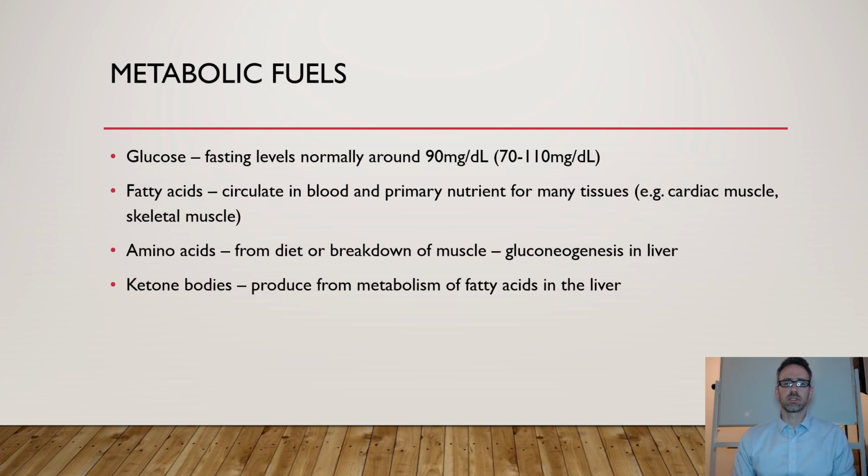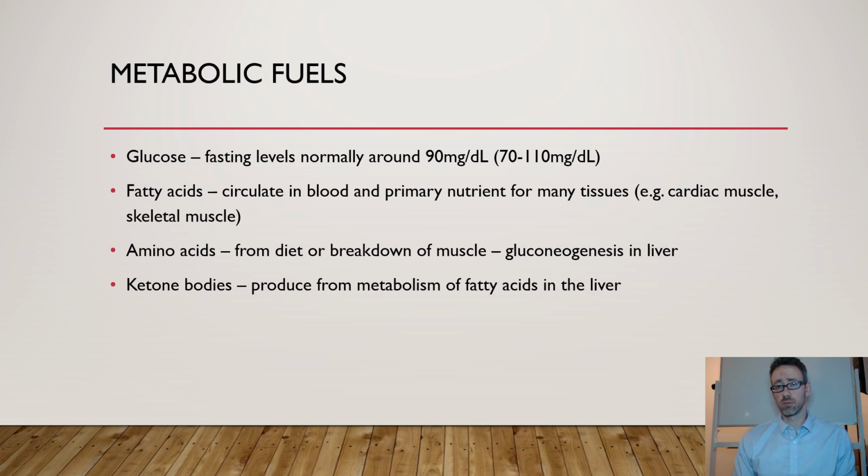In glucose, we normally keep a fasting level somewhere between 70 to about 110 milligrams per deciliter. On average, you'd see probably somewhere around 90 milligrams per deciliter if blood glucose homeostasis is normal. And I say fasting meaning between meals. So you haven't just recently eaten a meal, because that would cause a transient increase in your glucose levels.